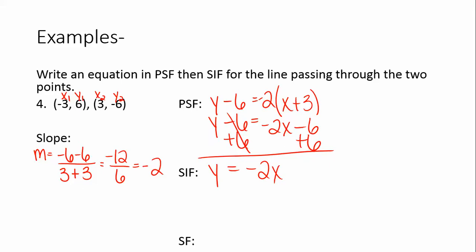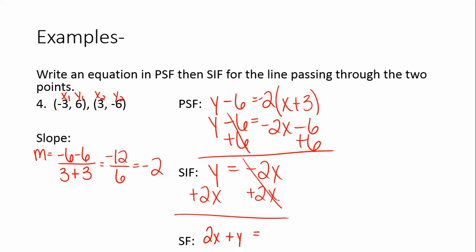Now standard form, remember, we need to move the x term over to the other side. So how do I move a negative 2x? Well, I add it to the other side. And usually when we write in standard form, a couple of things. We always put the x term first, so don't say y plus 2x. Let's say 2x plus y.